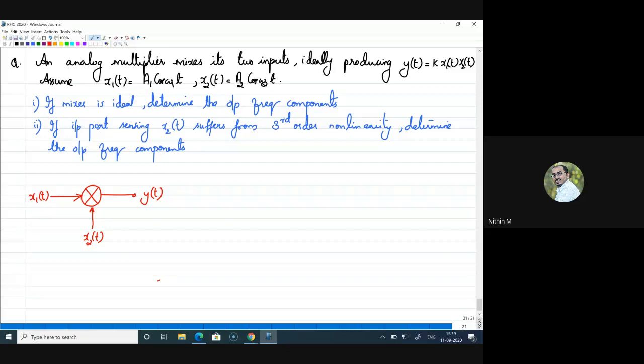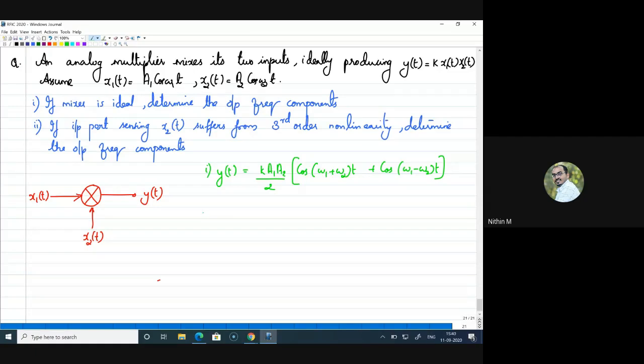All right. So I'll quickly discuss this, and then we will move to the simulation part. The first part is very clear. It says that if the mixer is ideal, determine the output frequency components. I can write the output as k a1 a2 by 2, and you will have only two components: cos (omega 1 plus omega 2) t plus cos (omega 1 minus omega 2) t. This is your output for the first part.